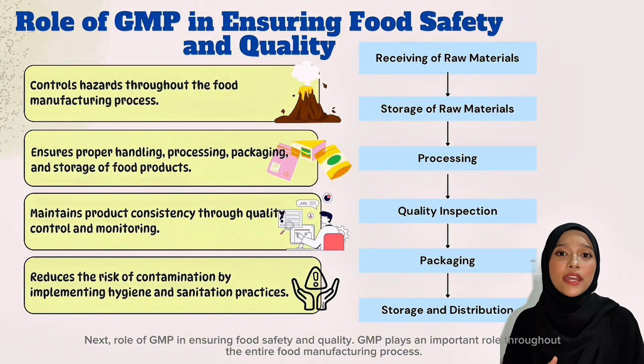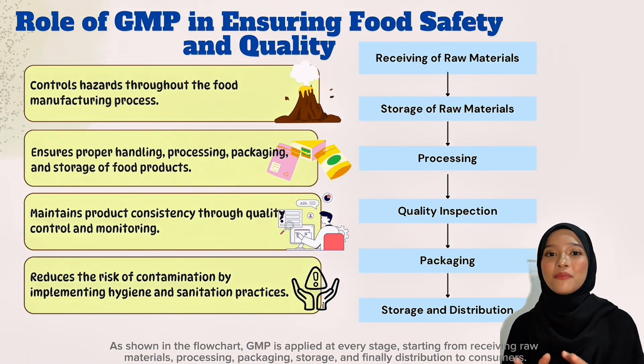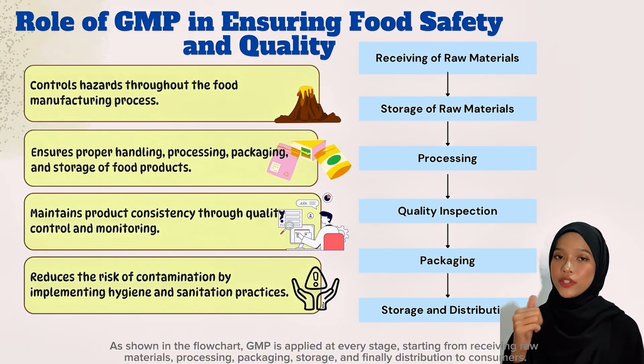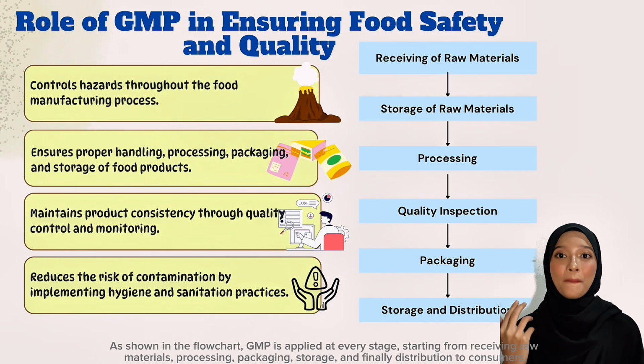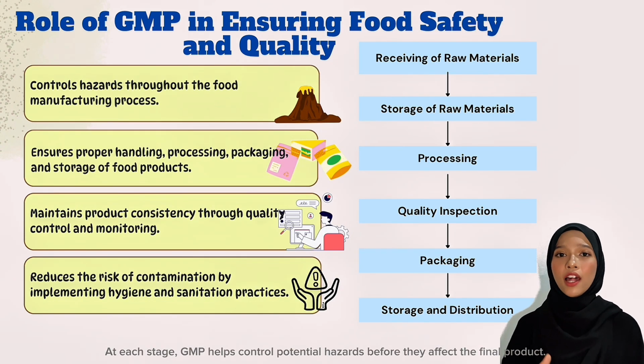Next, role of GMP in ensuring food safety and quality. GMP plays an important role throughout the entire food manufacturing process. As shown in the flowchart, GMP is applied at every stage starting from receiving raw materials, processing, packaging, storage, and finally distribution to consumers. At each stage, GMP helps control potential hazards before they affect the final product.